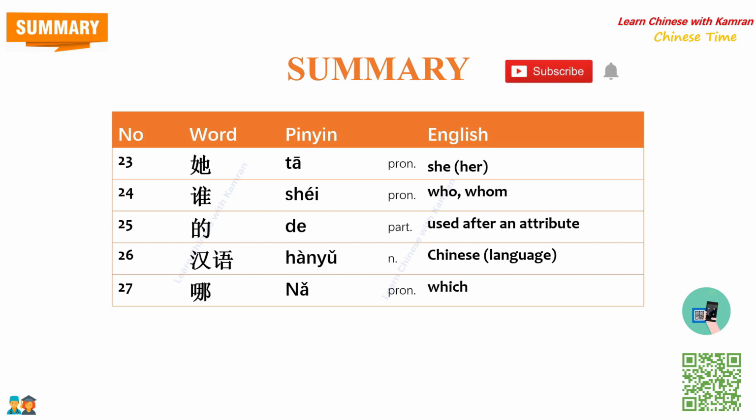Next word is 他, it is he, him. And the next one is 谁, who, whom. 你是谁, who are you? 你, you, 是, are, 谁, who. 你是谁, who are you? 的 is a particle. It is used after an attribute. We will study 的 when we focus on grammar. Right now we are focusing on vocabulary. Later we will focus on grammar. There we will study in much detail all these words, 的, 是, 吗.